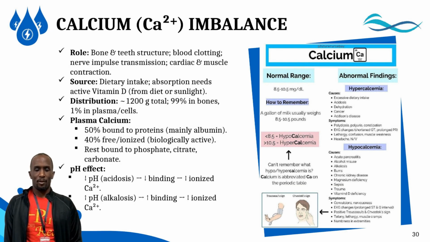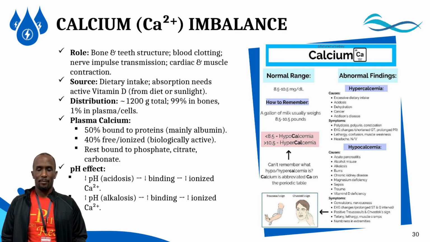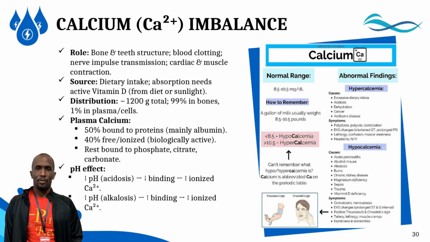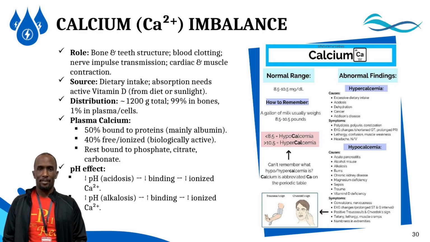Calcium is crucial for bone and teeth structure, blood clotting, nerve impulses, and muscle contractions. It is primarily sourced from diet, requiring active vitamin D for absorption. Of the 1,200 grams in the body, 99% is in bones. Plasma calcium is 50% protein bound, 40% ionized, and pH affects its binding and ionization levels.